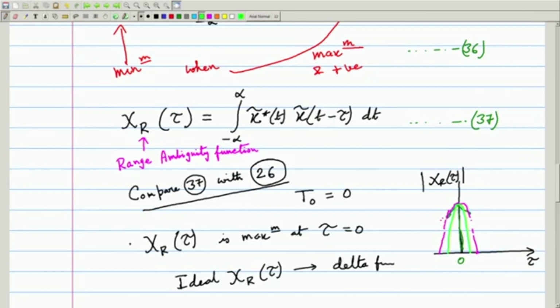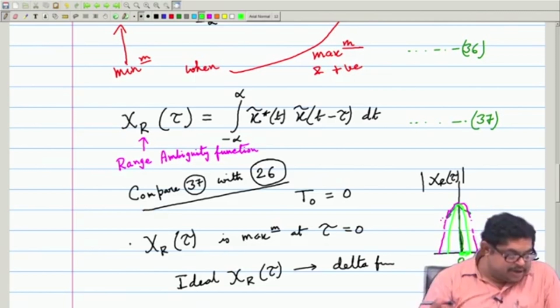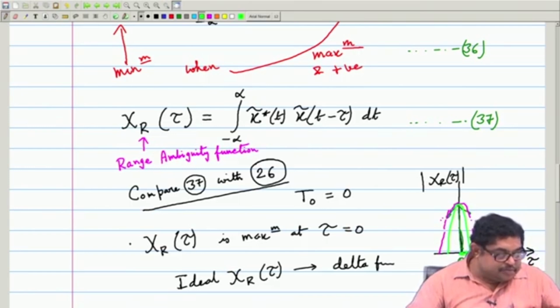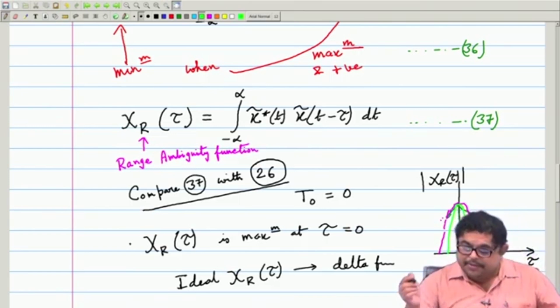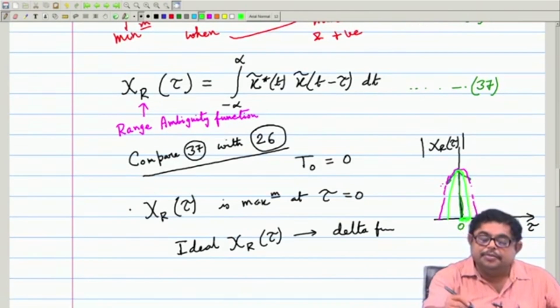That means this width, from 0 to coming again to the next null, is now the resolution of tau. So, if we put it back into our range resolution equation, then we will get that. So, that is the most desirable shape practically.